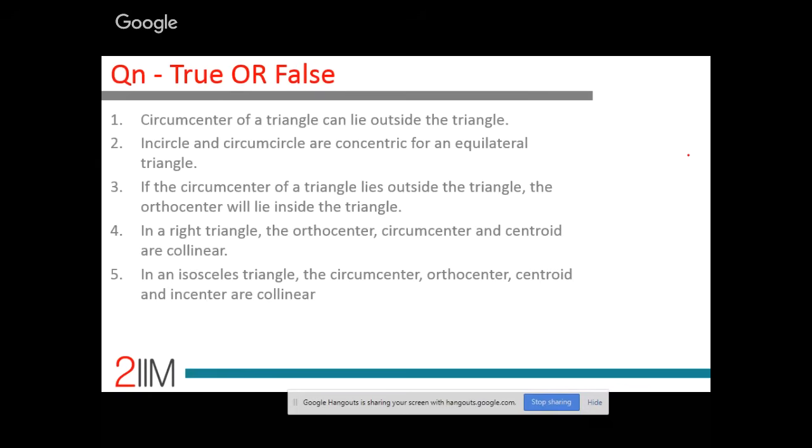In an isosceles triangle, the circumcenter, orthocenter, centroid, and incenter are collinear. True. From the unequal vertex, if you draw a line to be the altitude, that will also be the median, the perpendicular bisector, and the angle bisector. From the other vertices, you'll have multiple lines, but from this vertex you'll have only one line. On that line, you'll have centroid, incenter, orthocenter, and circumcenter. So for an isosceles triangle, all 4 are collinear. For an equilateral triangle, all 4 are coincident. The same point will be all 4. All 4 lie on the same line for an isosceles triangle.